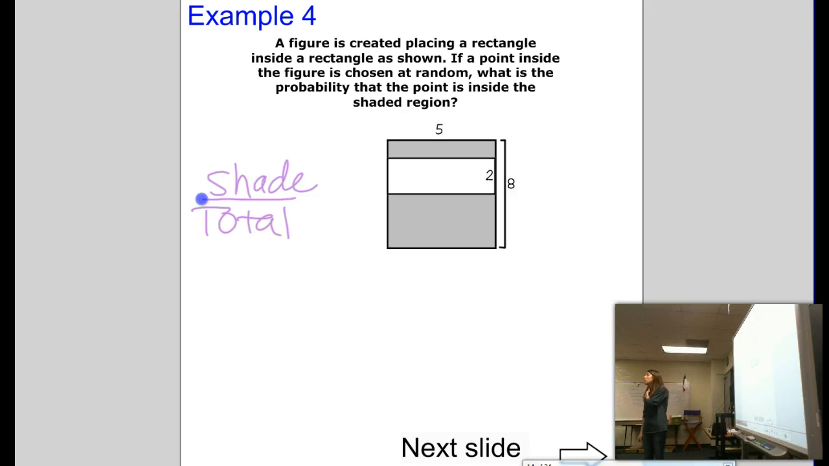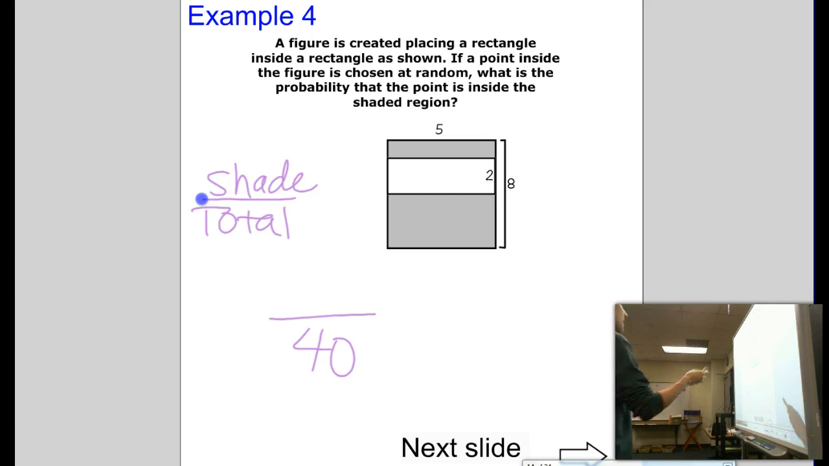Multiply length times width? Base times height? 40. All right, so the total area is 40. That's our sample space. It's called a sample space. Now, in the numerator, we want to put the area of the shaded region. That's a little bit harder.